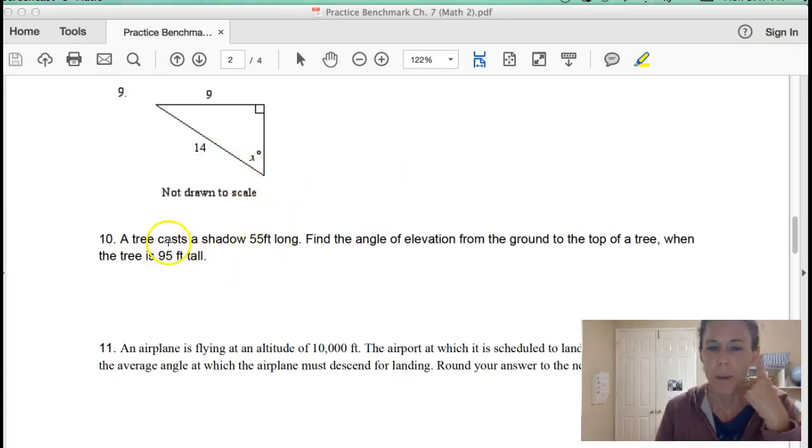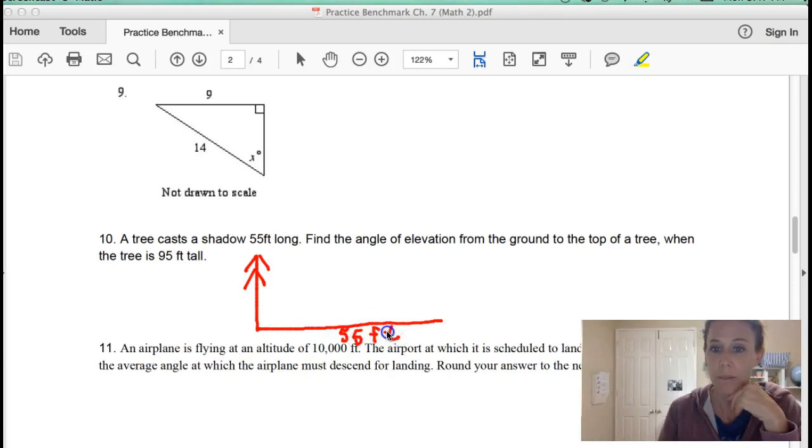Okay, a tree casts a shadow 55 feet long. So let's draw a tree here. Always draw your picture. Here's our little tree. It casts a shadow 55. Now, if the sun was this way, it could cast the shadow this way. Or if the sun's this way, it could cast the shadow this way. It doesn't really matter. It's 55 feet long, this shadow.